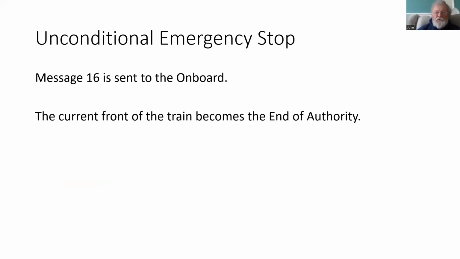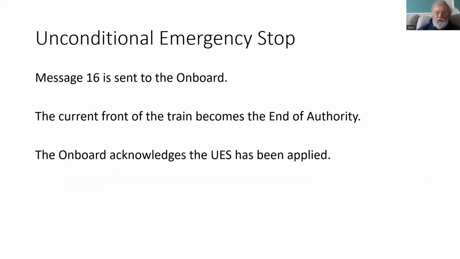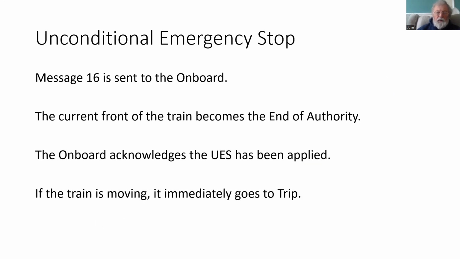So let's move on to look at unconditional emergency stops. Sometimes we just need to stop the train as quickly as possible, in which case we send message 16 to the onboard. The current front of the train immediately becomes the end of authority, and the onboard acknowledges that the UES has been applied. If the train is moving, it immediately goes to trip, and it will come to a stand as quickly as possible.